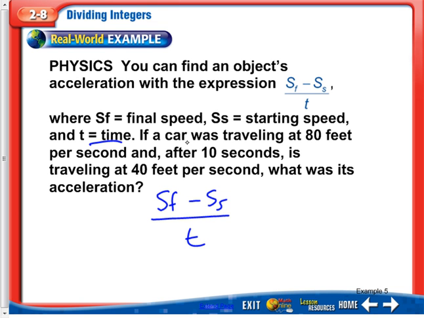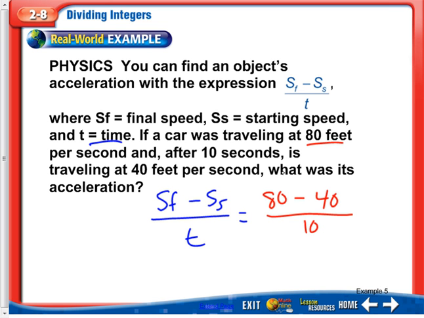Okay, so if a car was traveling at 80 feet per second, and after 10 seconds is traveling at 40 feet per second, what was its acceleration? So let's figure this out here. So it starts at 80 feet per second. So I'm going to put 80 minus, and then after 10 seconds, so that's my time, 10 seconds, it's traveling at 40 feet per second. So this is after 10 seconds, so that's my final speed.